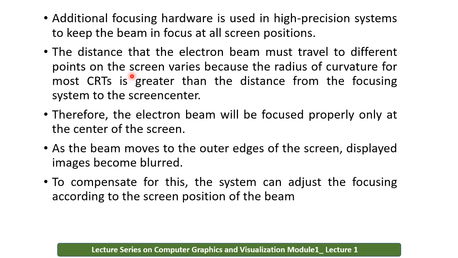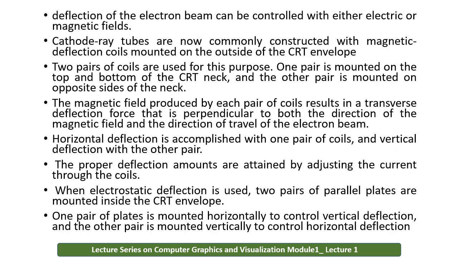Therefore, the electron beam is focused properly only at the center of the screen. As the beam moves toward the outer edges of the screen, the display becomes blurred. To compensate for this, the system can adjust the focusing according to the screen position of the beam, so that it is able to produce an image with the same intensity in all areas of the screen.